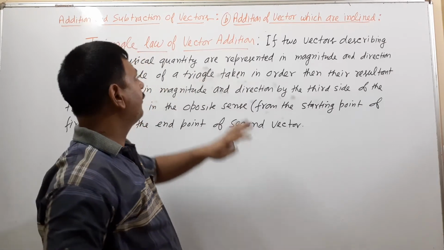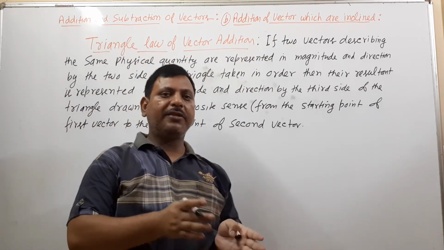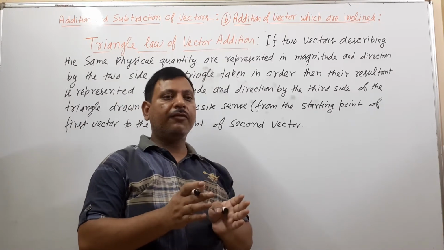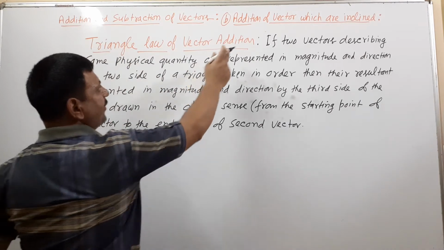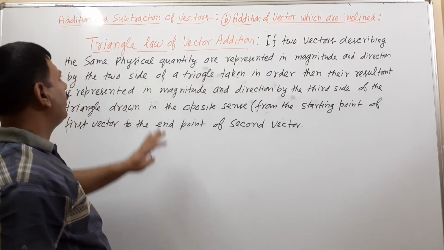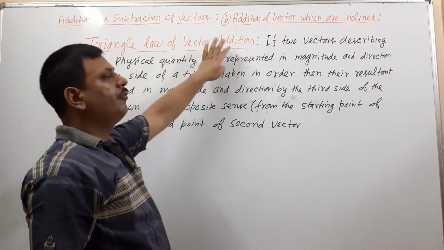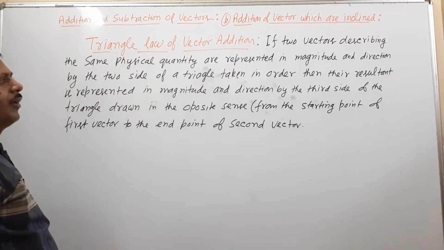See here, addition of vectors which are inclined. Previously I have shown addition of vectors which are collinear. Here, addition of vectors which are inclined. Here the rule is what? Triangle law of vector addition. What is the triangle law of vector addition?